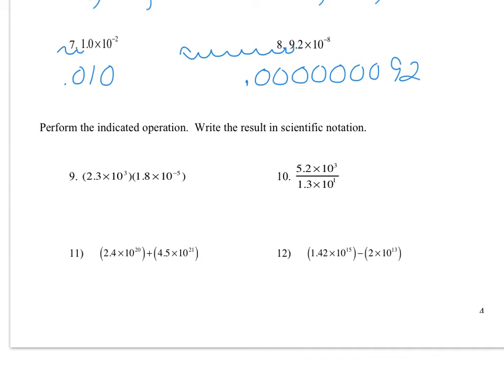So really it isn't too bad. You just have to remember which way you're going and what kind of number you have, and you have to remember when writing scientific notation what your number has to be. All right, perform the indicated operations and write the results in scientific notation.